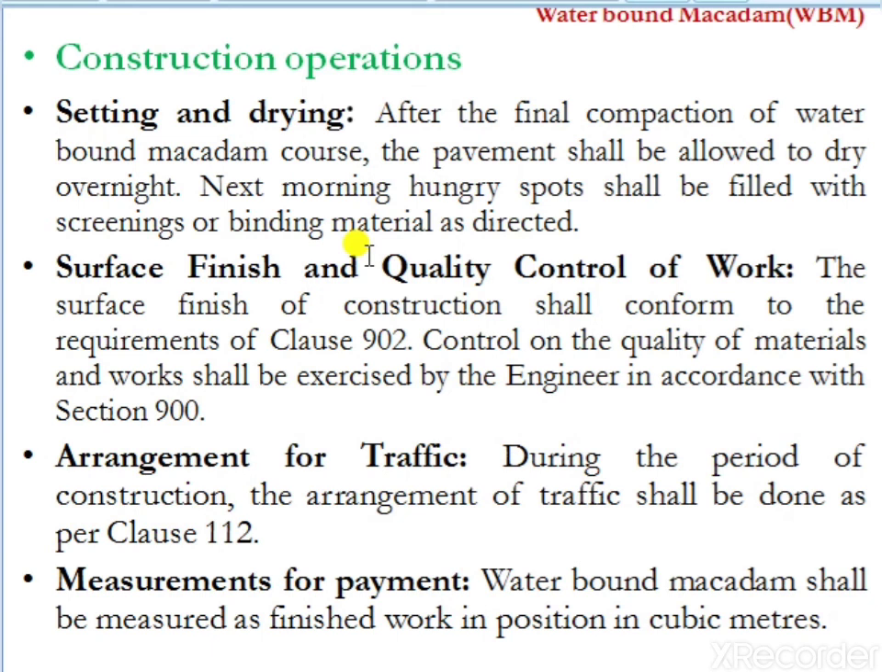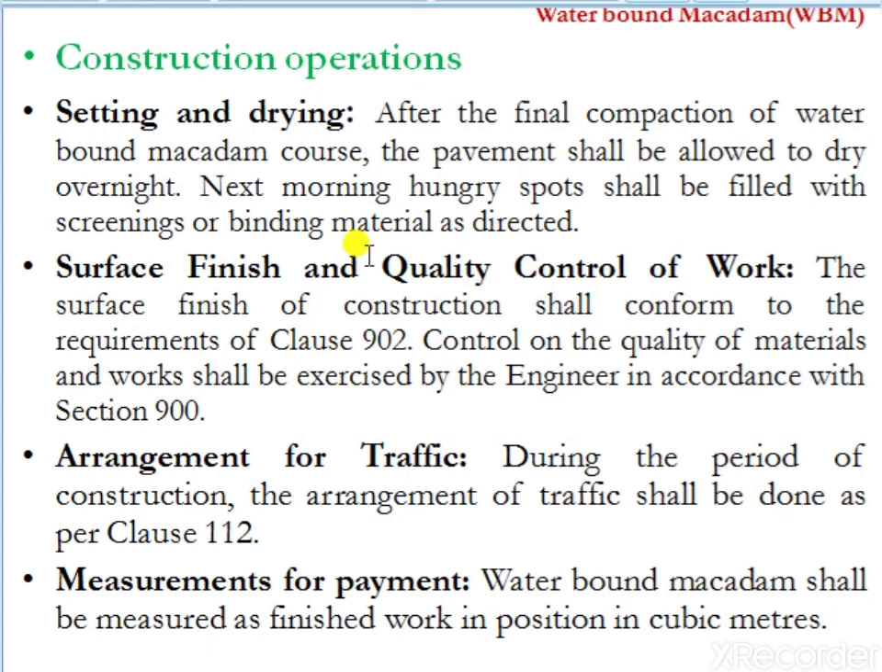So what is the next step? That is arrangement for traffic. During the period of construction, the arrangement of traffic shall be done as per clause 112. So during the construction of the pavement, it should be done in such a way that there is no interruption to the traffic flow. The traffic should be normal. So care should be taken to make an alternate arrangement for the traffic flow as per clause 112.